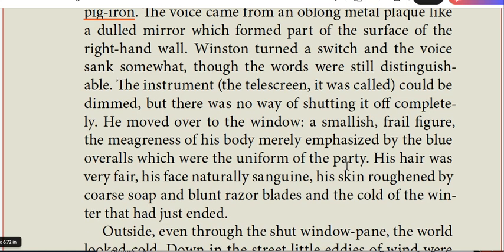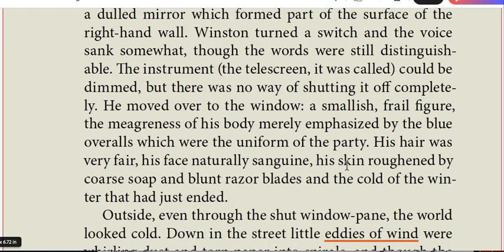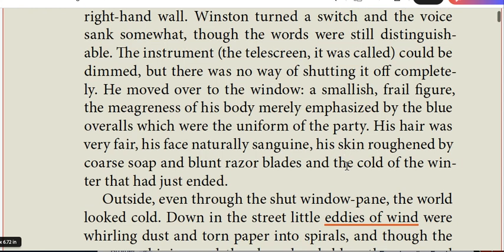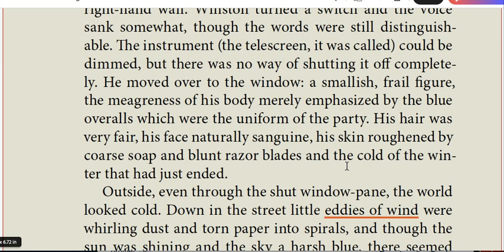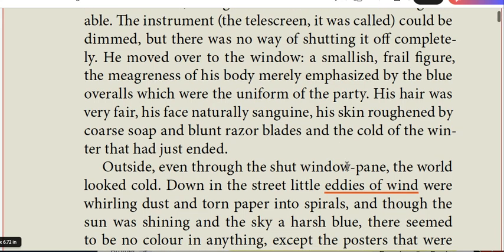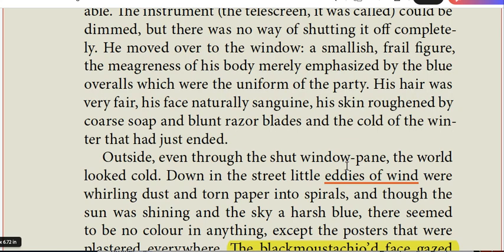And alongside that, we have a description of the protagonist, that he is a smallish, frail figure, with the meagerness of his body, and so on. So he's not shown to be a person who is powerfully built or physically strong. It's not the case at all. His face is sanguine, that means red in color. His hair is blonde, and his skin has become rough because of the use of rough soap and a blunt razor on his face again and again.